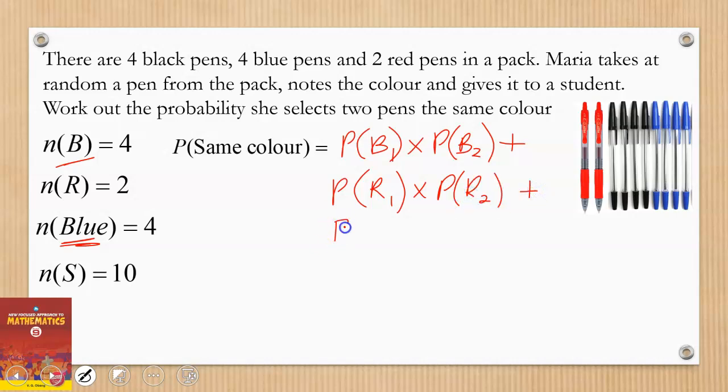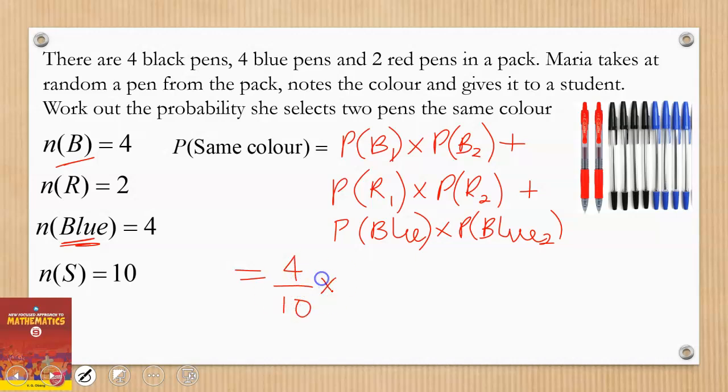Or the first is blue, and the second is also blue. Right. So let's do the calculation. Now the first being black means that we have probability of black 4/10. And remember they said he takes the pen and gives it to the student. That means there's no replacement, right? And because there's no replacement, the first is picked as black, so 4/10.